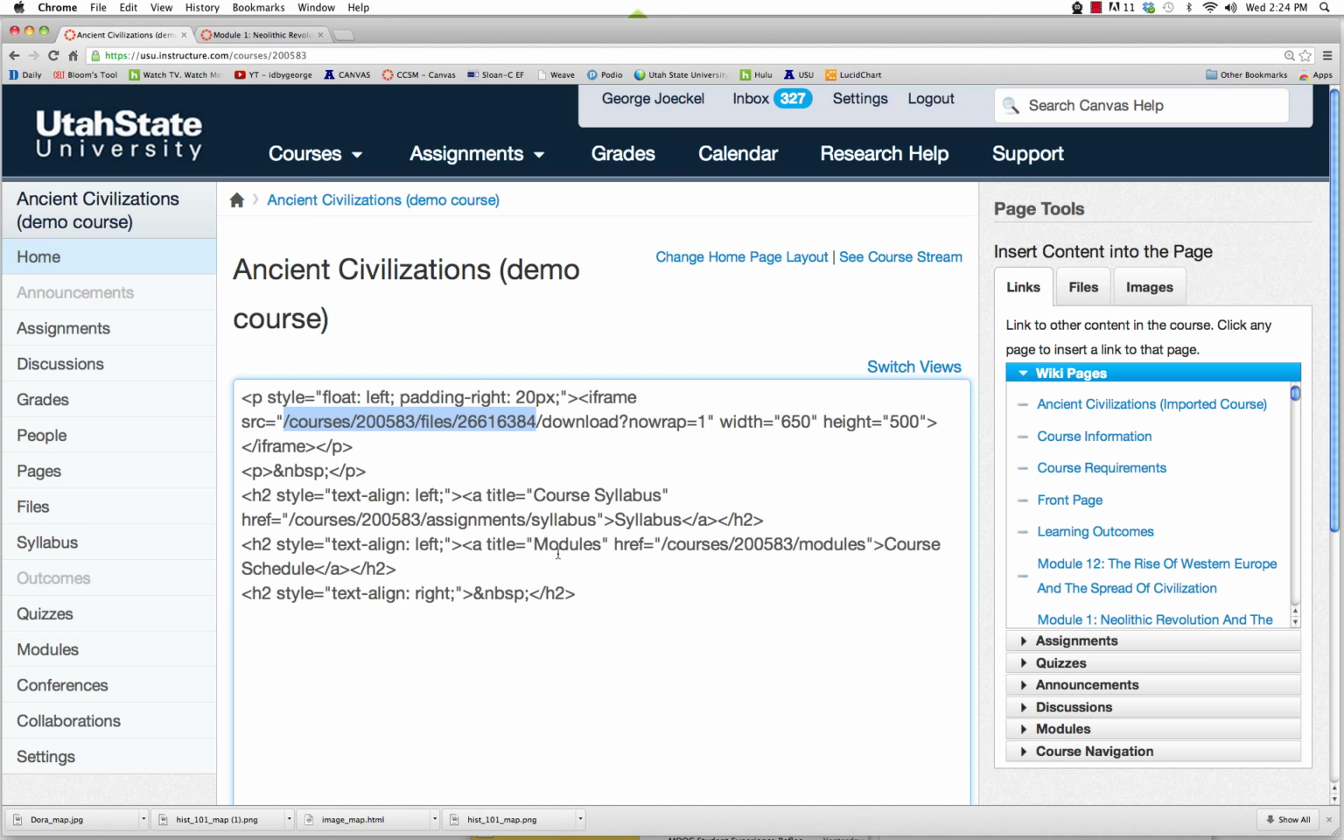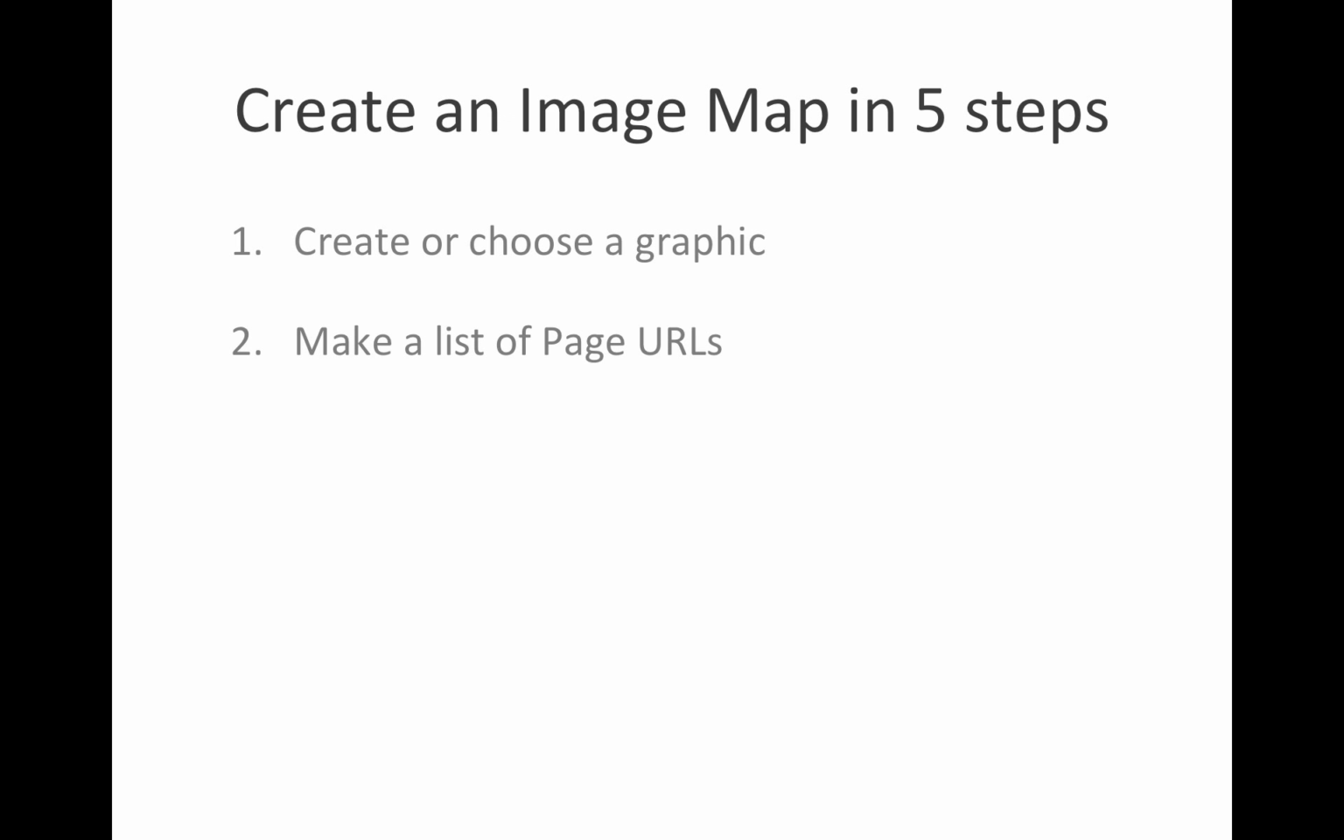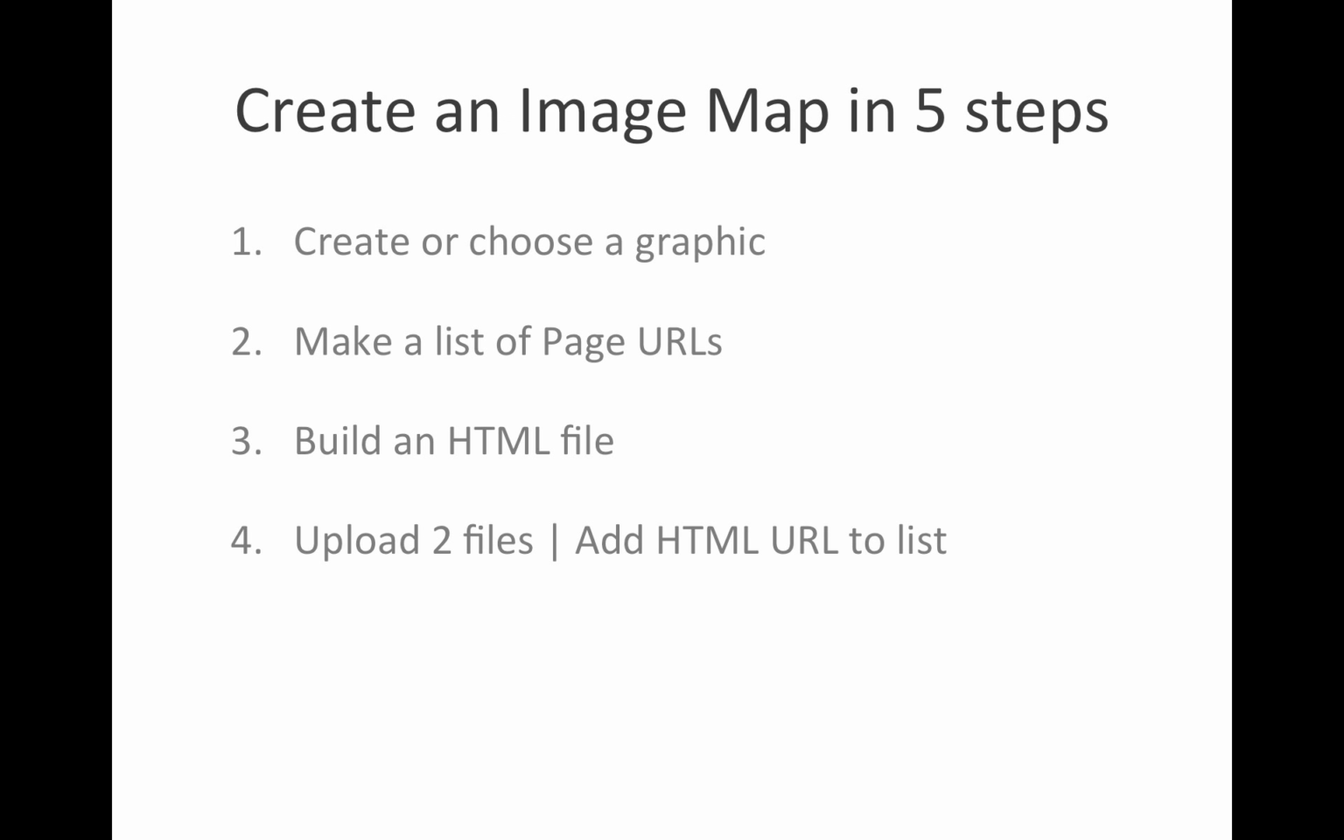You will create your image map in 5 steps. Number 1, create or choose a graphic. Number 2, make a list of page URLs. Number 3, build an HTML file. Number 4, upload 2 files and then add the HTML URL to your list. Number 5, use custom code in a page.